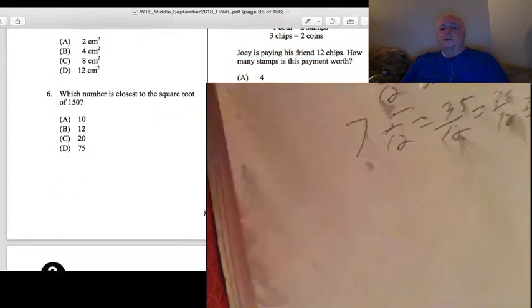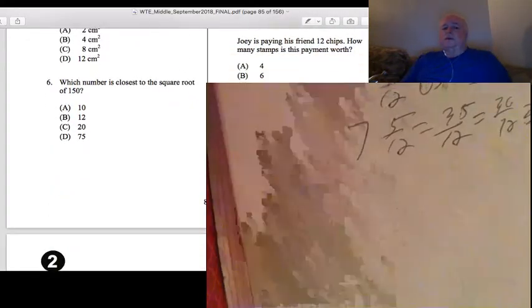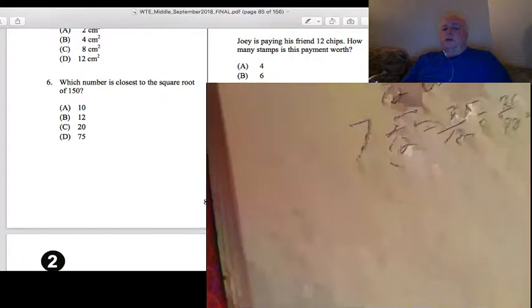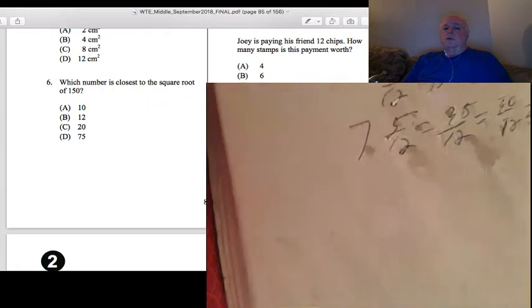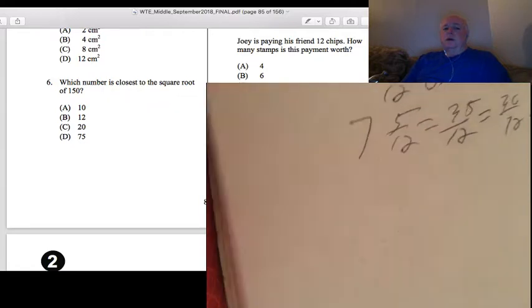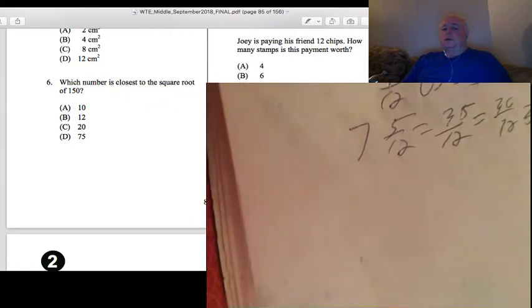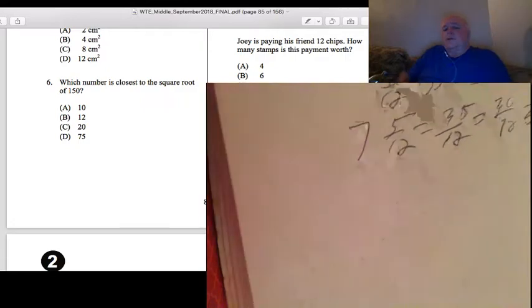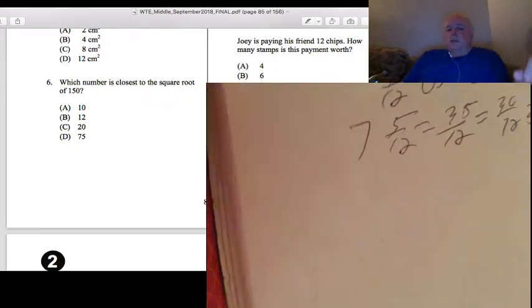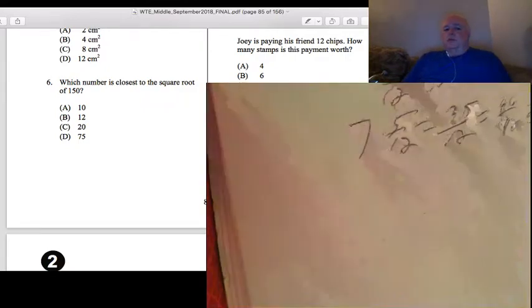Same for 6. What's closest to the square root of 150? Well, 10 times 10 is 100. So that's the best one so far. 12 times 12 is 144, so that's pretty close. 20 times 20 is already 400. And these are in numerical order, so 75 times 75 is just going to be too large. So the answer would end up being 12.